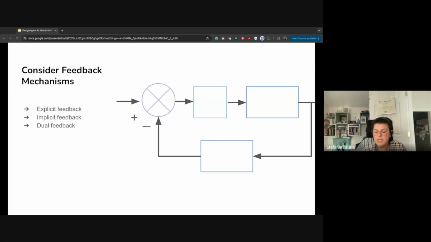And take also into account that explicit feedback is supposed to be really good for unambiguous responses from users about AI performance. Then we have implicit feedback. So this is about data observations from user behavior and interactions within your product. So that could be a log.